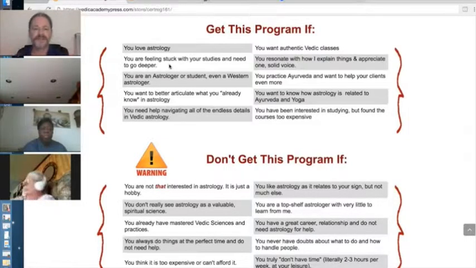But again, also, if you're feeling stuck with your studies and you need to go deeper, and I say stuck because I know many people have been gathering information forever. Oh, but I've been studying forever, for 5 or 10 years. Right, and you don't use any of it because it's not organized, because you don't know how to put any of it together. I get it. This is why the course is what it is, because it organizes all of that. It starts from the beginning, from the Vedic origins, the Vedic texts that are even bigger than the astrology.